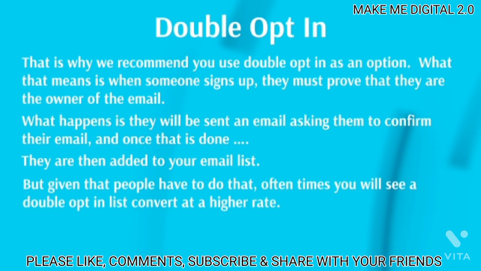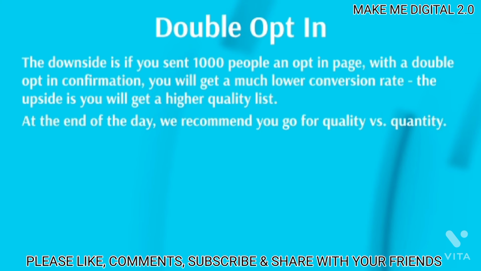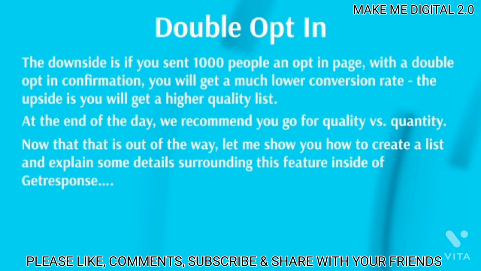So that's why we found in our tests that you will actually get a higher rate of opens and a higher click-through rate. Like I said earlier, the downside is if you send 1,000 people to an opt-in list, that's going to be a much lower conversion rate. But at the end of the day, we recommend that you go for quality versus quantity. So now that that is out of the way and we've talked about the fundamentals and some advanced strategies, let me show you how to create a list within GetResponse and explain some details surrounding this feature inside of GetResponse.